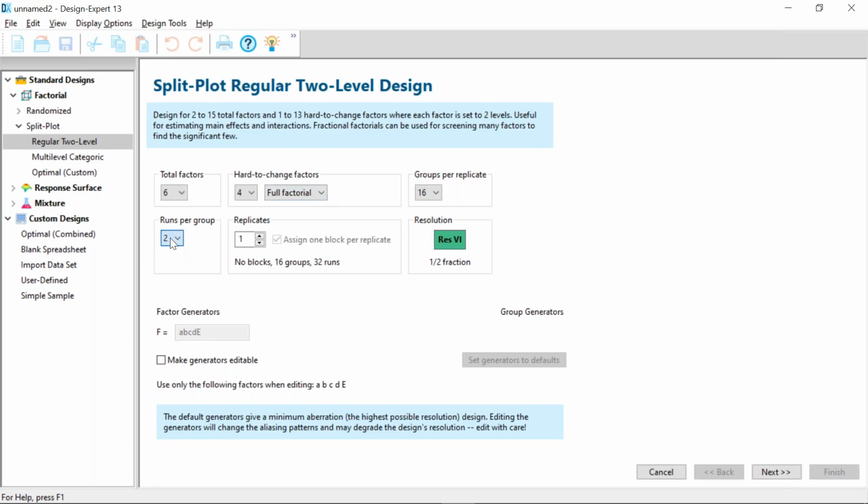There's 2 runs per group, and this actually ends up being a high resolution because of the green square. I can tell that, and it's actually only a half fraction of all the possible combinations. So we're going to have 16 builds of the helicopter, a total of 32 runs, each one's dropped twice. And that's how we built this up.